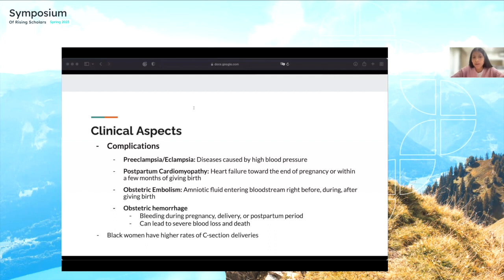Obstetric embolism occurs when amniotic fluid enters the bloodstream right before, during, or after giving birth. And obstetric hemorrhage, which is the last complication that I looked at, is bleeding during pregnancy, delivery, and or the postpartum period, and can lead to severe blood loss and death. Another thing I found was that Black women have higher rates of C-section deliveries as opposed to white women, and going into surgery does increase the risk of complication and death.